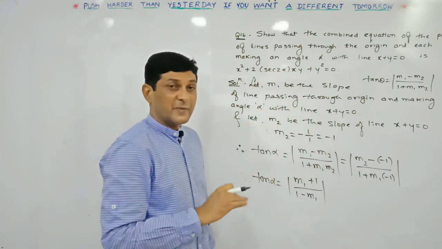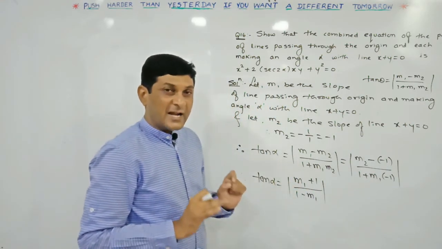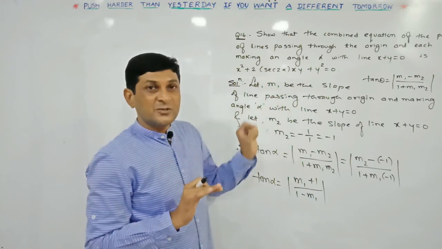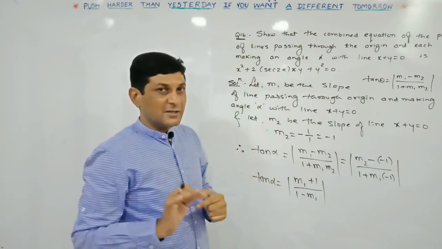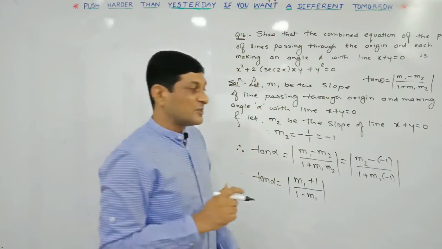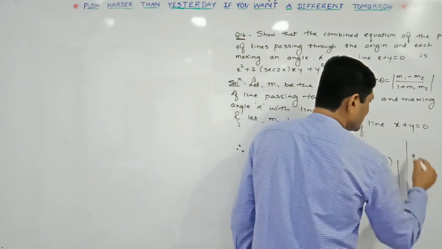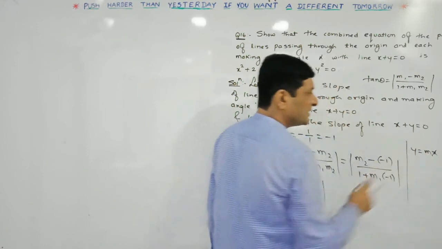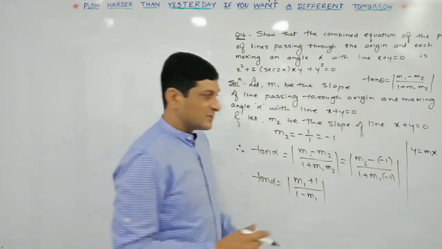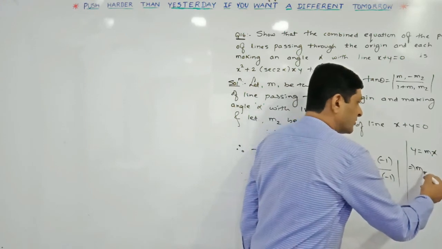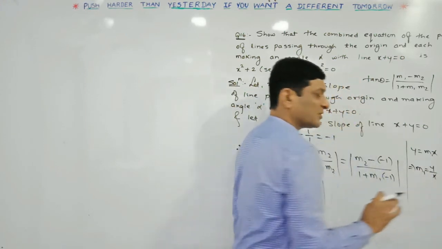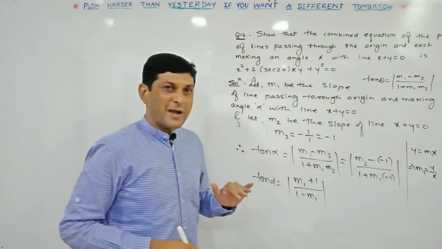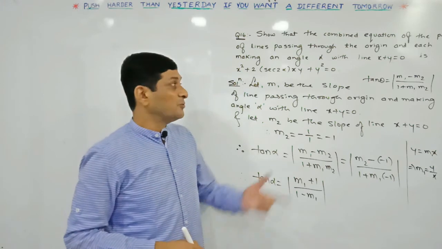Now we have got one equation in terms of m1. And what is m1? It is the slope of the line that passes through the origin, means it is the slope of our required line. Is it clear? And if a line passes through the origin, at that time its equation is in the form of y is equal to mx. But slope of this line we have denoted by m1, which implies that m1 will be equal to y by x. We are able to replace m1 by y by x.